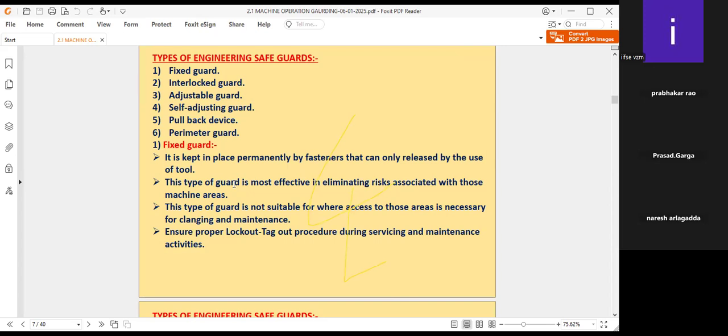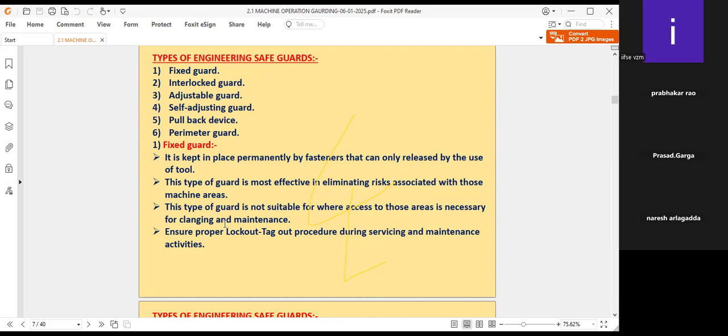If you start the standby pump running, and after the standby pump is running, then it is okay. Then the already running pump will be stopped without disturbing the guards because they are fixed. Therefore, the chance of risk is less, because we are not attempting to remove or touch the guard. This type of guard is not suitable where access to those areas is necessary for cleaning and maintenance. It's very important.